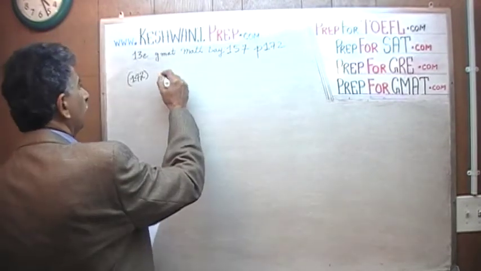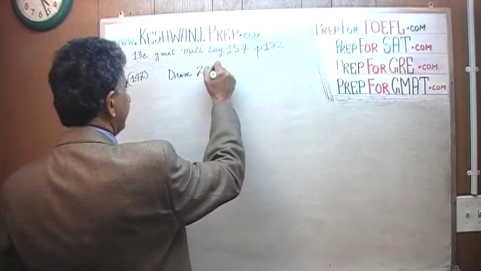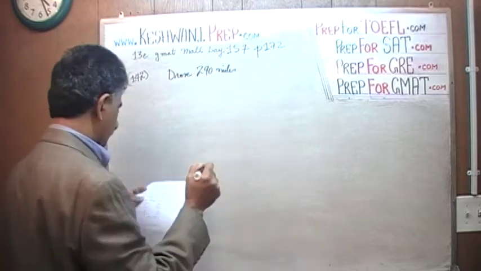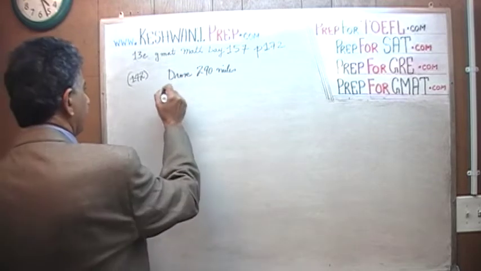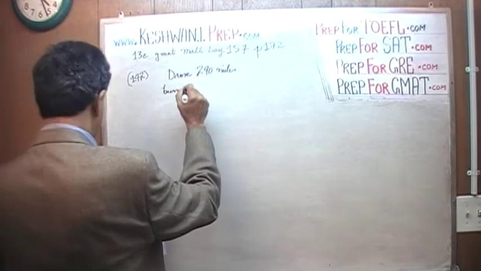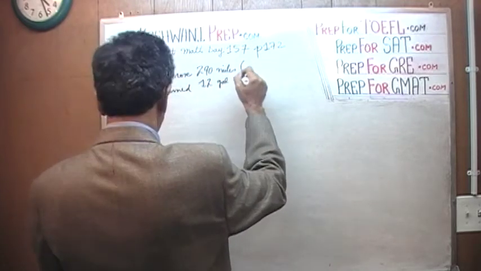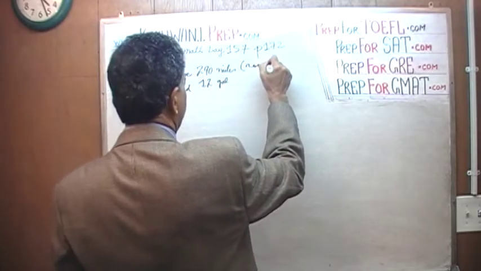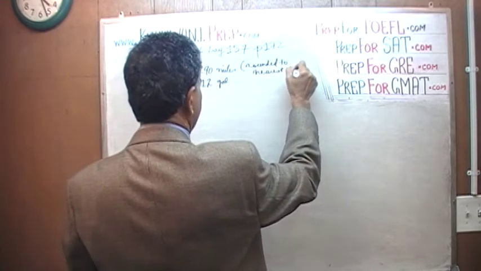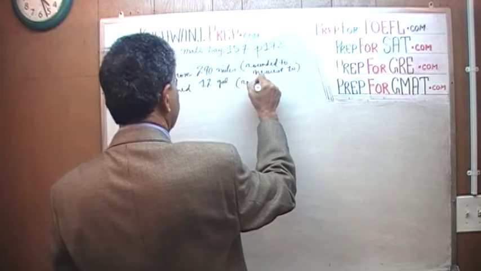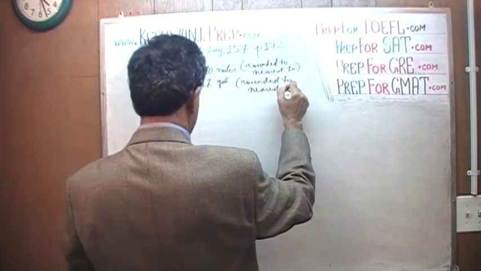Here's what we are told. We drove 290 miles, and as a result we burned 12 gallons of gasoline. This amount is rounded to nearest 10, and this amount is rounded to nearest gallon.